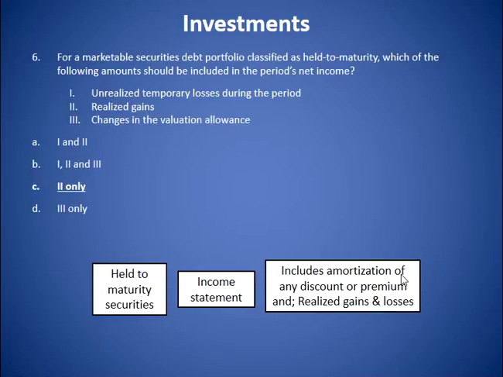Held to maturity securities include any amortization of any discount or premium, and any realized gains or losses, in other words, from the actual sale of securities. So in this case, there would be no unrealized temporary losses during the period, because we wouldn't record those unless we actually sold the security. And for changes in the valuation allowance, since there is no change in the fair value, there would be no change in the valuation allowance.